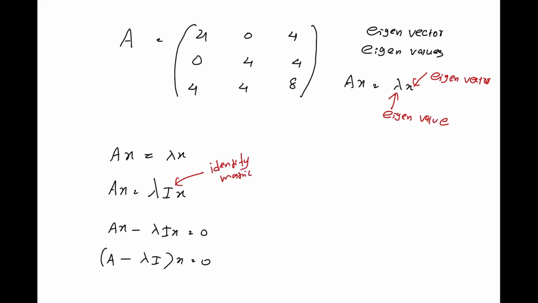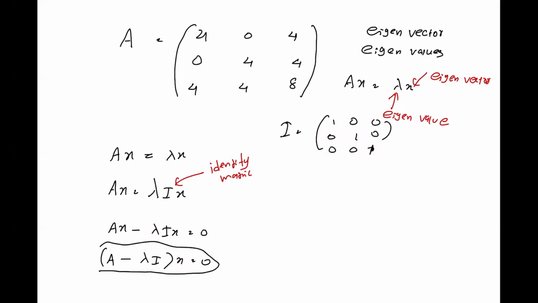Identity matrix is nothing but, if you say 3 by 3 identity matrix, it is something like this: 1 0 0, 0 1 0, 0 0 1. Only the diagonal elements have ones, others are zeros. So if you get this equation, because this is my equation, from this I can find my eigenvalues and eigenvectors.